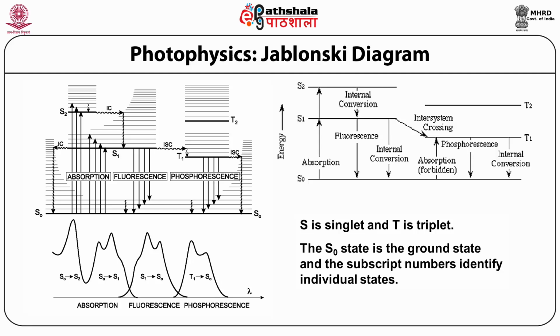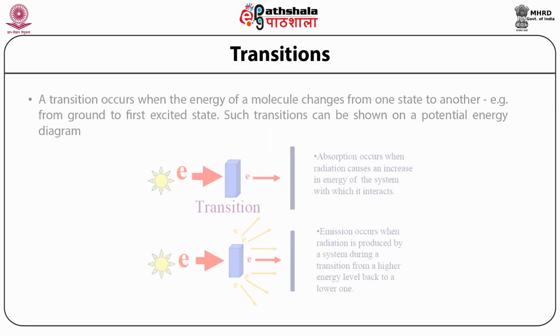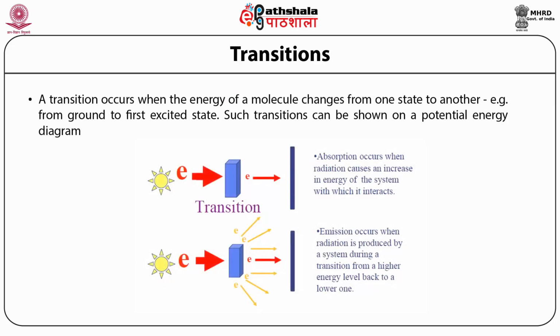Here you can see in the conventional diagram how absorbance, fluorescence and interconversion occur in the molecule at the different singlet and triplet states. We are going to discuss the transitions. A transition occurs when the energy of a molecule changes from one state to another, for example, from the ground state to the first excited state.